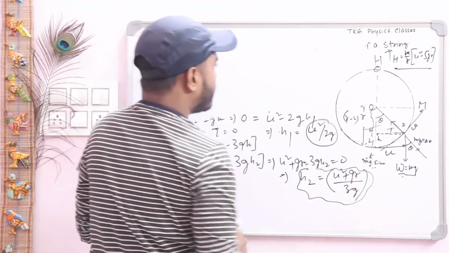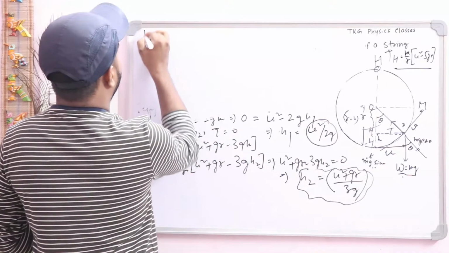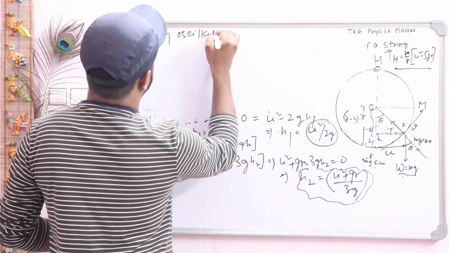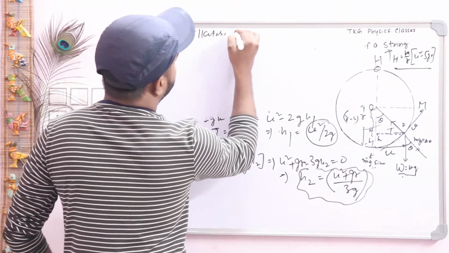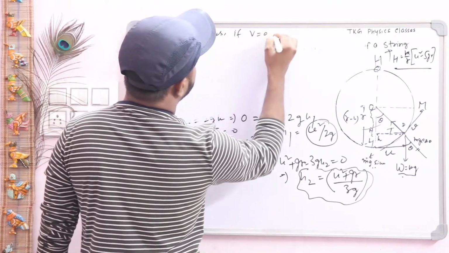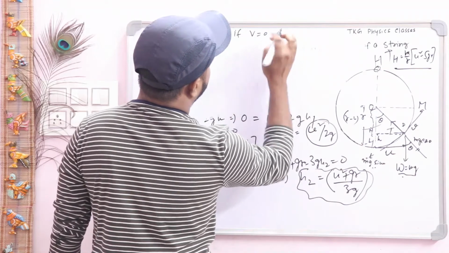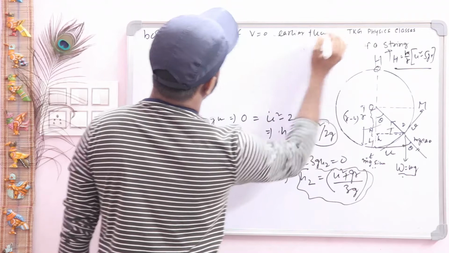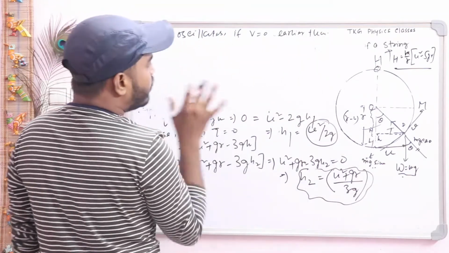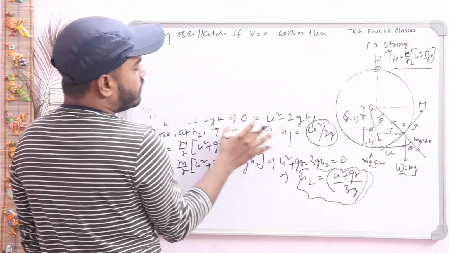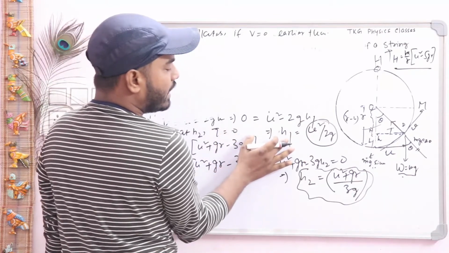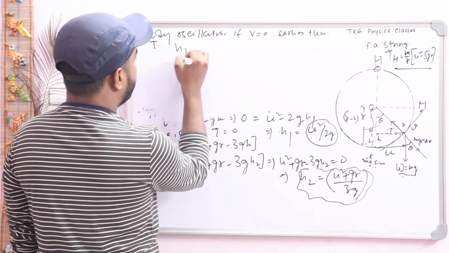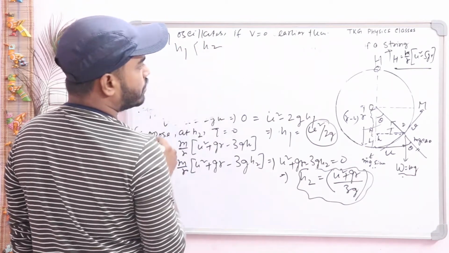So the body oscillates if velocity is 0 earlier than tension. According to our condition, velocity 0, from here you are finding this value; tension 0, you are finding this value. So the condition is h1 less than h2.